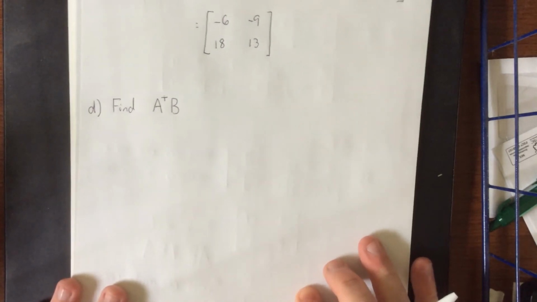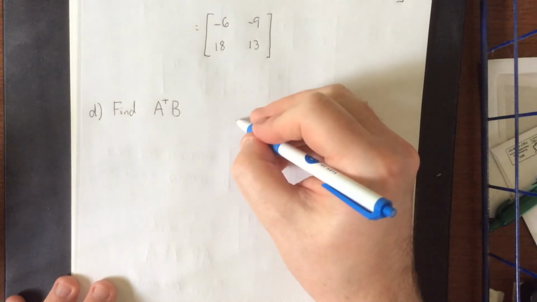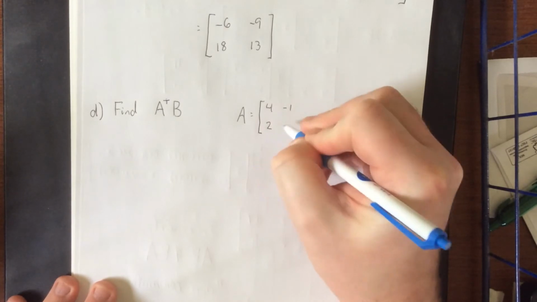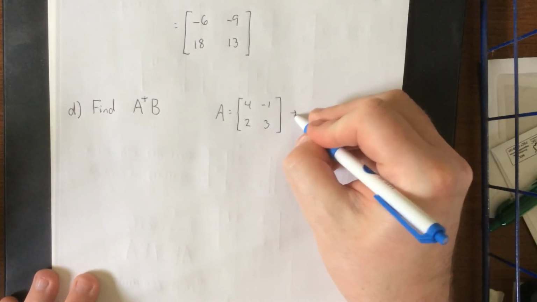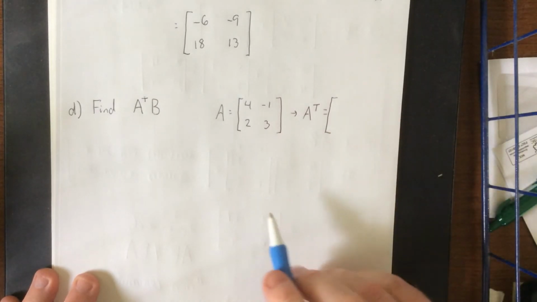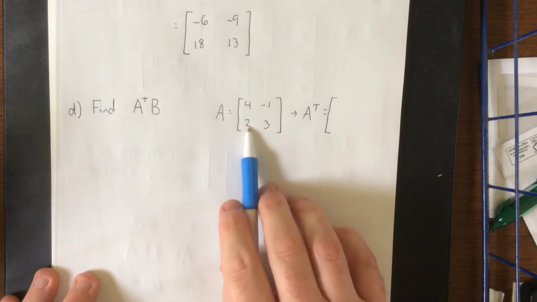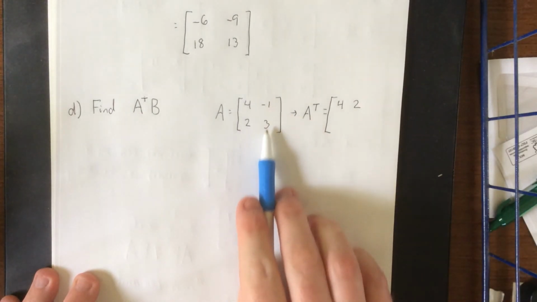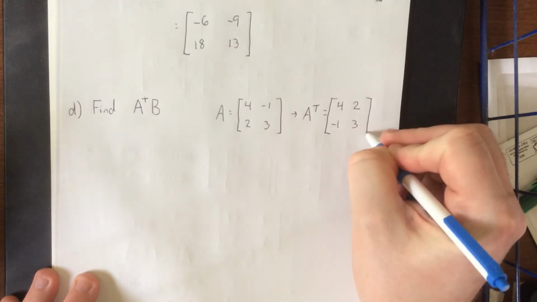Now that said, one more that I'd like to have us try out is going to be A transpose times B. As a little reminder, matrix A, which I'm recopying from just up above, is 4, negative 1, 2, 3. A transpose is what we get by turning the rows of A into columns of A transpose, and vice versa, columns of A into rows of A transpose. So the first column of A is 4, 2. The first row of A transpose will be 4, 2. The second column of A is negative 1, 3. The second row of A transpose will be negative 1, 3.